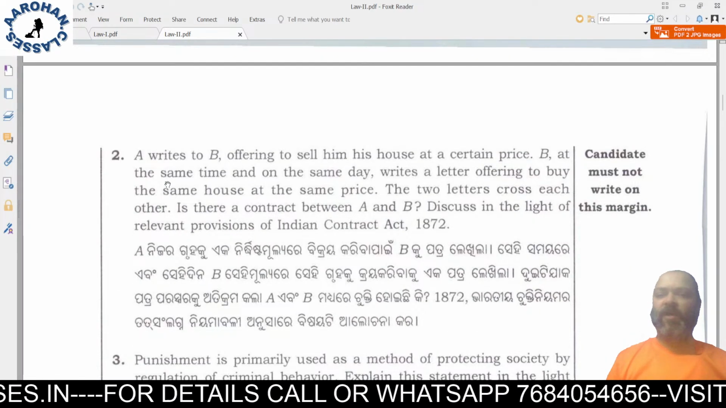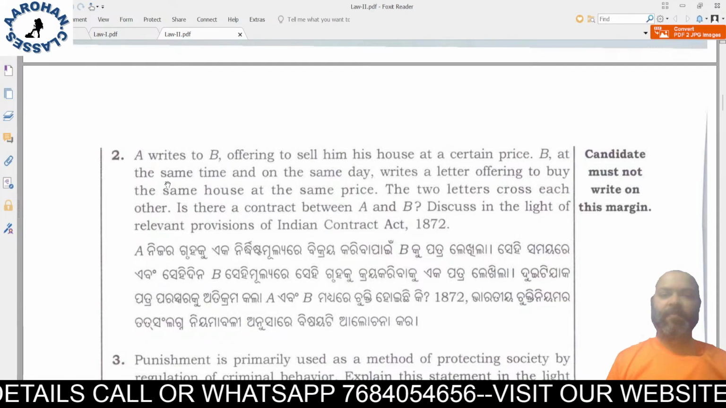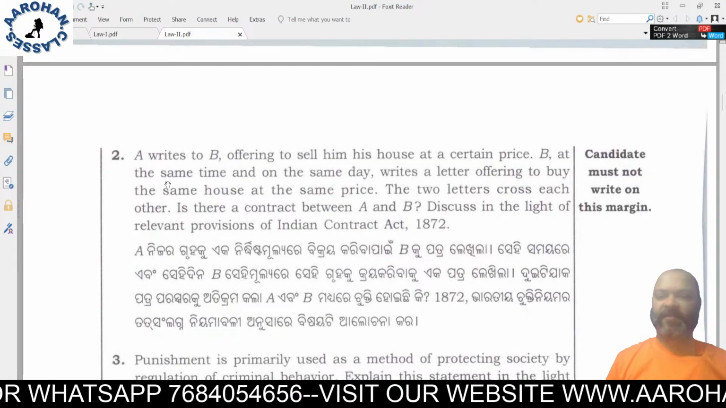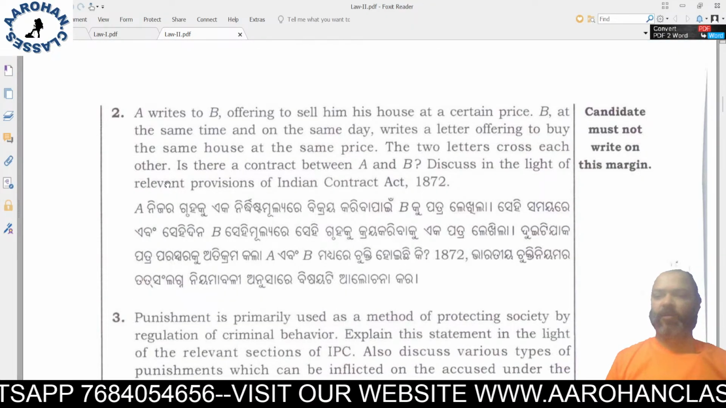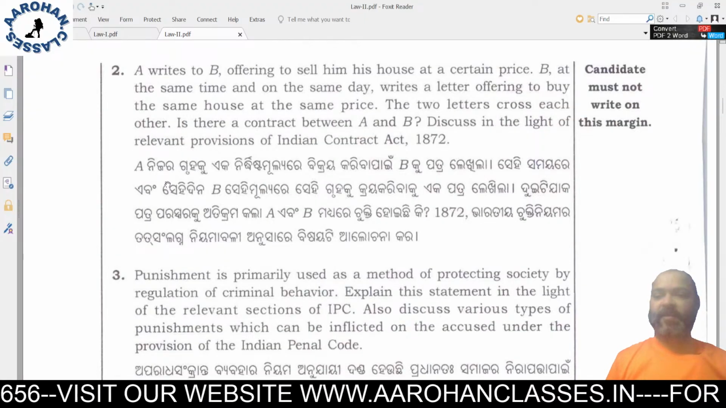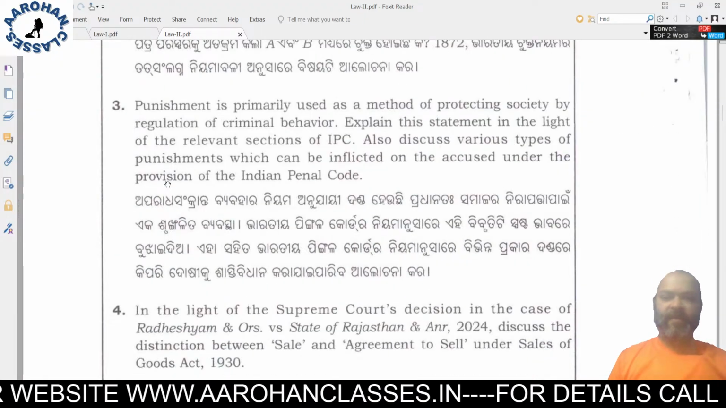A writes to B offering to sell his house at a certain price. B at the same time and on the same day writes a letter offering to buy the same house at the same price. The two letters cross each other. Is there a contract between A and B? Discuss in light of relevant provisions of the Indian Contract Act 1872.